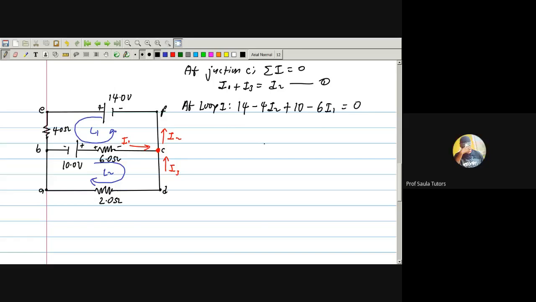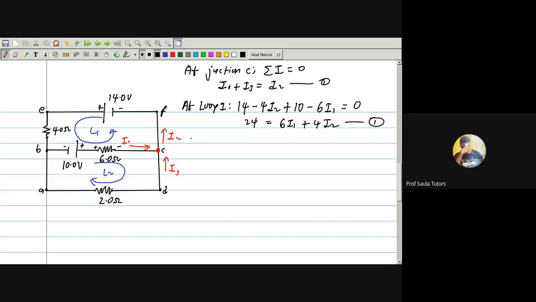So solving simultaneously, what do we have? If I bring 4 plus this, it will give me 24 equal to 6I1 plus 4I2. If you observe, this one and this one we take to the other side. So I'll call this my equation 1. Are we together? Yes.